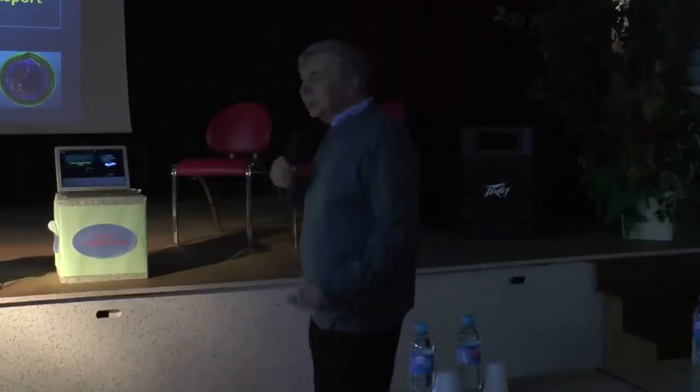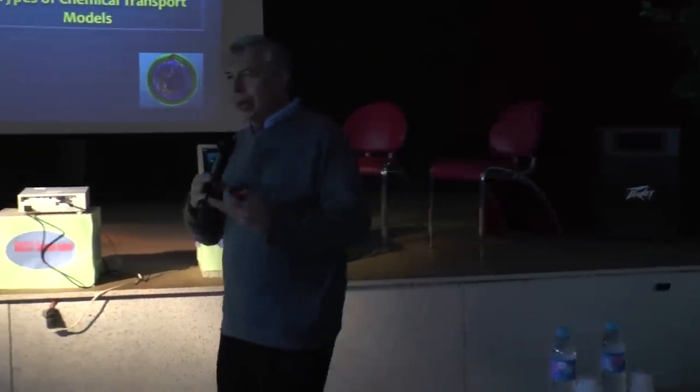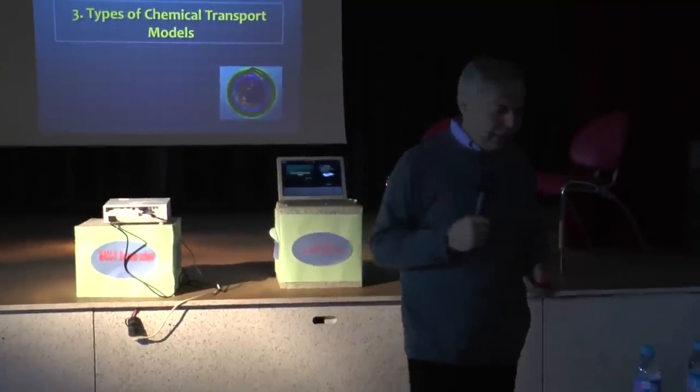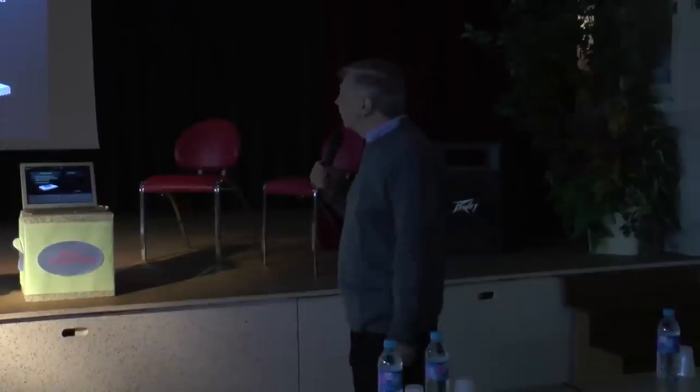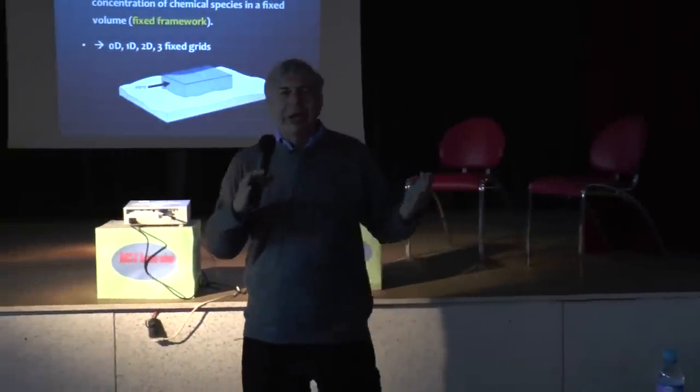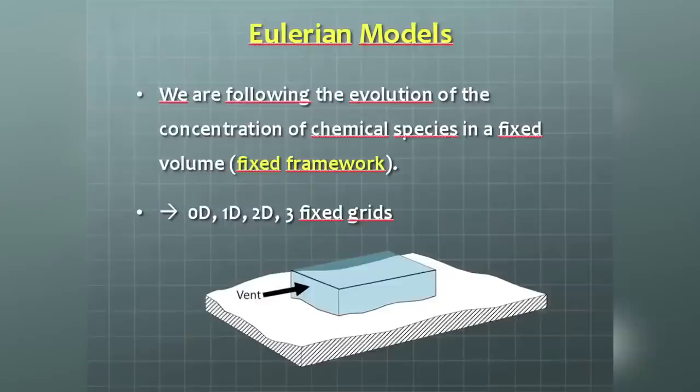Okay, now that we have seen a bit what a model is and what kind of things we can do with a model, we see it's complex, we're going to go into a bit more detail. And so first of all, what are the different types of models that exist? We will distinguish between what we call Eulerian and Lagrangian models. Now you know from physics what an Eulerian framework is and what a Lagrangian framework is.